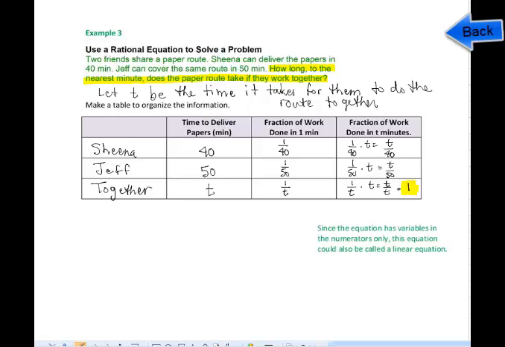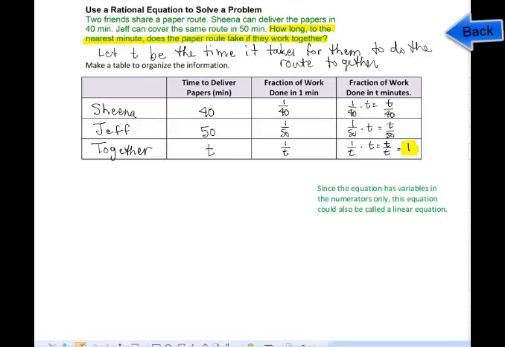Okay, so what is our equation for this? Well, we know that if we take the part of the job that Sheena can do in t minutes and add that to the part that Jeff can do in t minutes, that should give us a whole complete job, in this case, doing the paper route. So we're going to add those: t over 40 plus t over 50 is equal to 1.